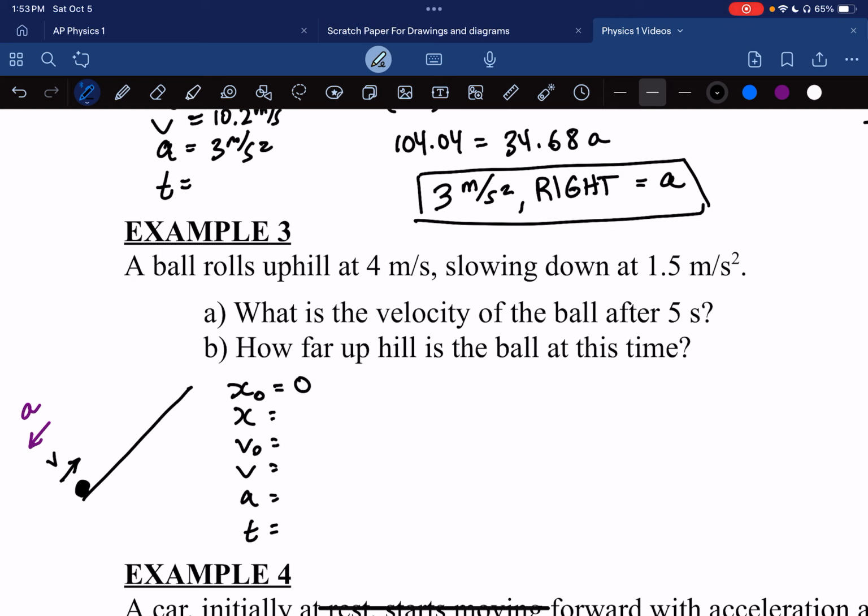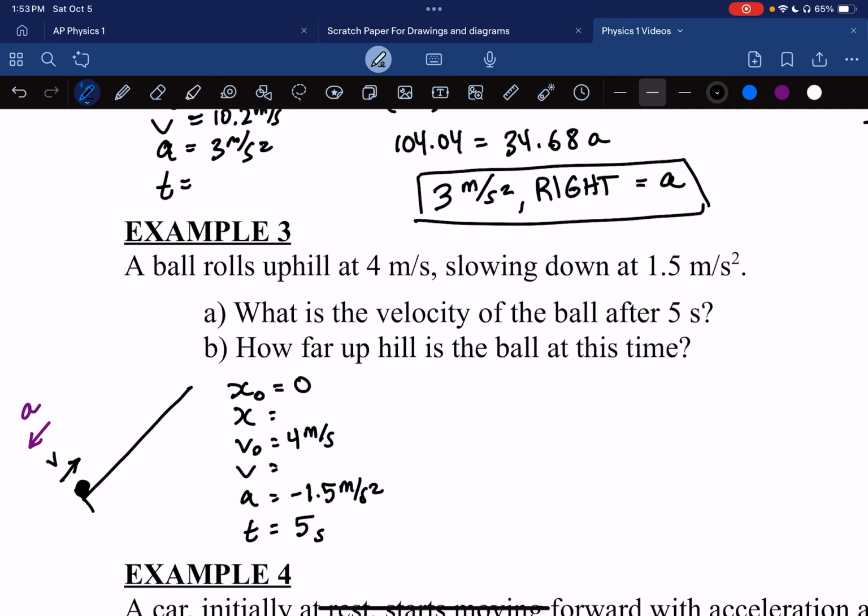They don't tell us the starting position, that's 0, which is right here. It is rolling uphill at 4 meters per second, and it is slowing down at 1.5 meters per second squared of acceleration. Okay, question A, what is the velocity of the ball after 5 seconds? The 5 seconds would go here.